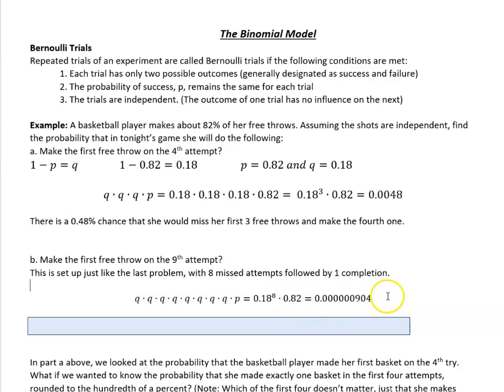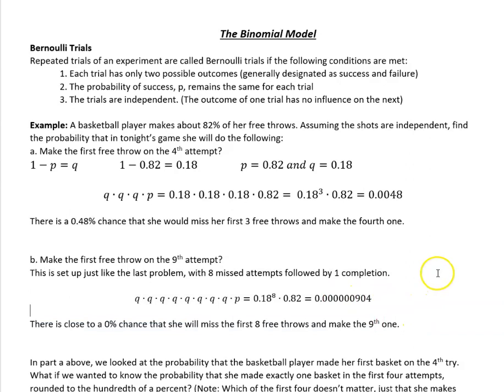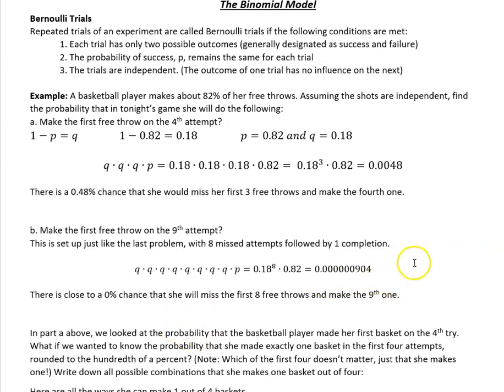And this is the number I got on my calculator. Now, if I move my decimal point 2 places over, you can see I'm still amidst the zeros. So in this case, she has close to a 0% chance that she will miss the first 8 and then make the 9th one. It just isn't probably going to happen for her because she's better than that. She doesn't miss 8 in a row like that. So we can just say 0% chance, even though it's not exactly 0, but it's getting pretty close to 0.